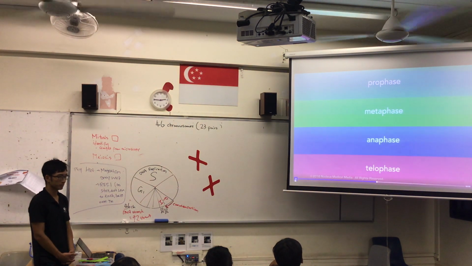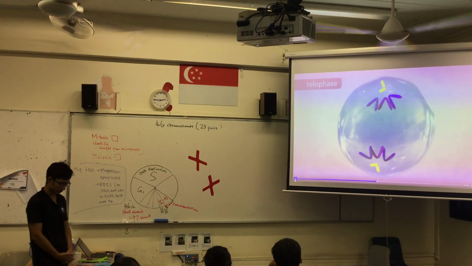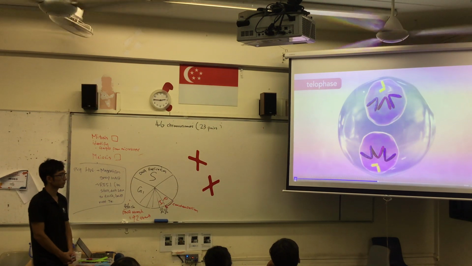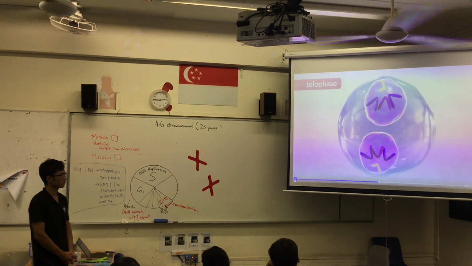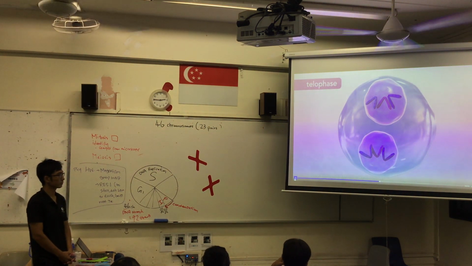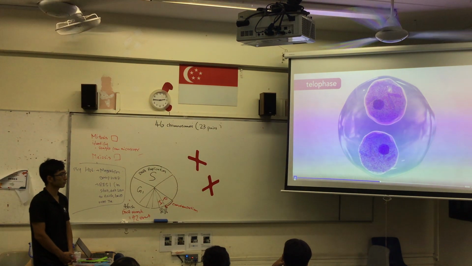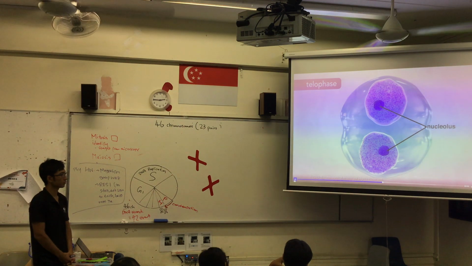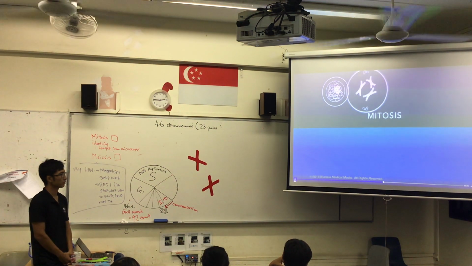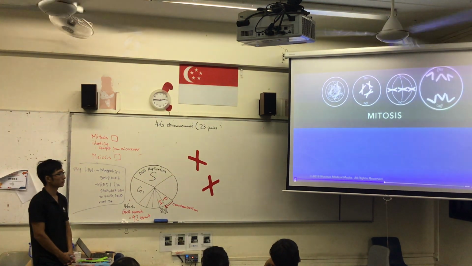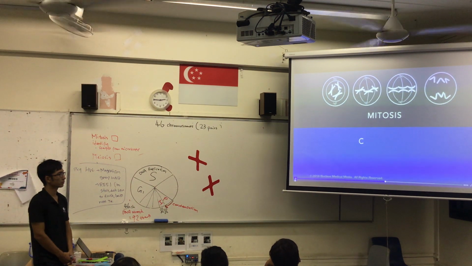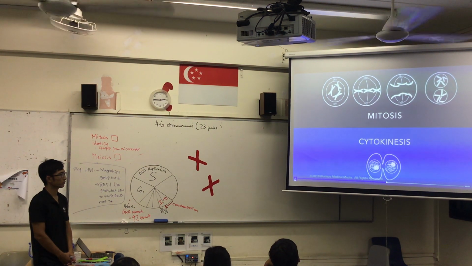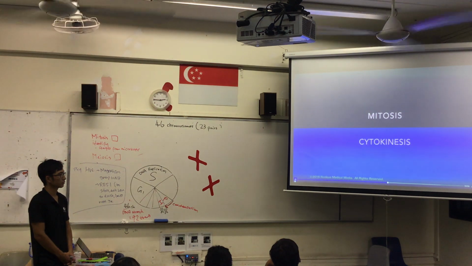Telophase is the final stage of mitosis. In telophase, the nuclear membrane reforms around each set of chromosomes. Then, the chromosomes spread out into chromatin, and the nucleolus becomes visible once again. Mitosis, the division of the nucleus, is now complete. The final step of the M phase is cytokinesis, the division of the cytoplasm.